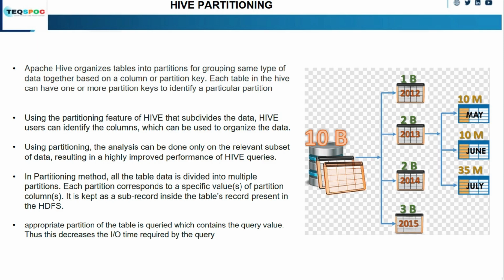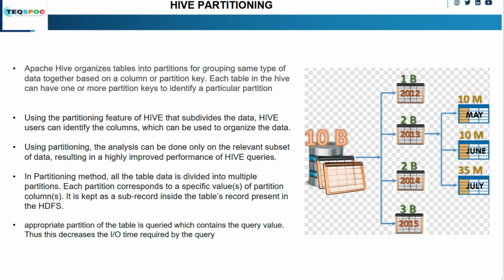All right, so the last point is that the appropriate partition of the table which contains the query value is queried. This decreases the IO time required by the query. Now, IO time means the input output throughput. When we do a select star query on any table, the table reads from the data that is lying in the HDFS. There will be a time of communication, a gap: my query runs, the Hive compiler analyzes and understands the query, gets the metadata information and everything, and then fetches the actual data from the data node. So there is this time from the Hive connection to the Hadoop. That's the input output throughput.